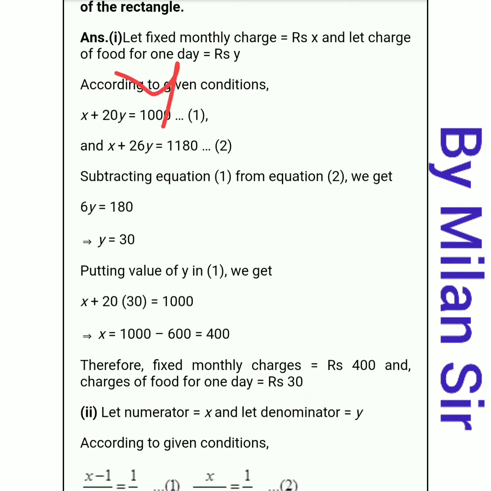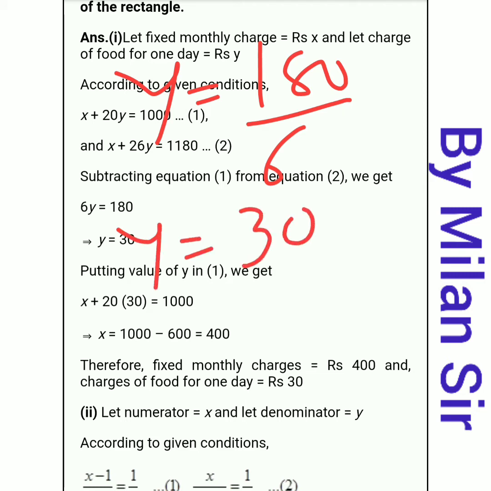Okay, so y is equal to 180 divided by 6. So y is equal to 30. 6 threes are 18, right? And 1 zero. So y is equal to 30. Now we need to put this y equals 30 in equation number 3.